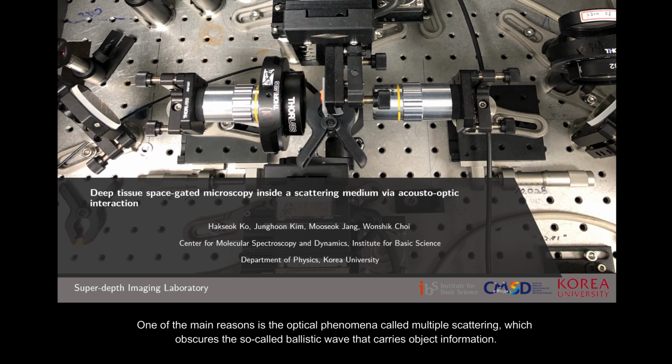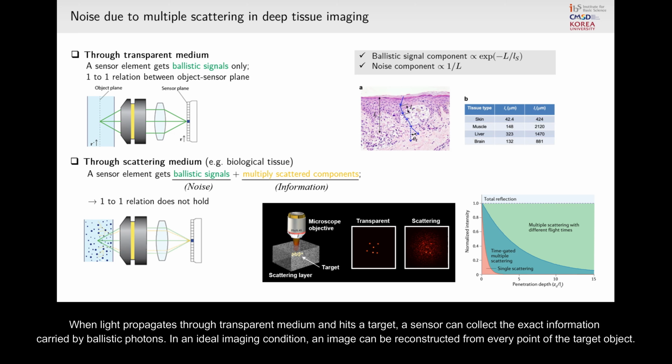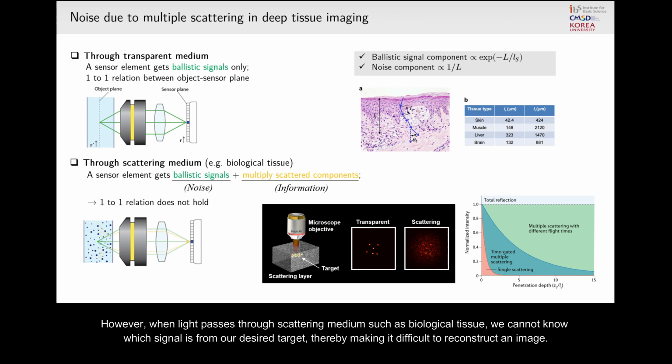One of the main reasons is the optical phenomenon called multiple scattering, which obscures the so-called ballistic wave that carries object information. When light propagates through a transparent medium and hits a target, a sensor can collect the exact information carried by ballistic photons. In an ideal imaging condition, an image can be reconstructed from every point of the target object. However, when light passes through a scattering medium such as biological tissue, we cannot know which signal is from our desired target, thereby making it difficult to reconstruct an image.